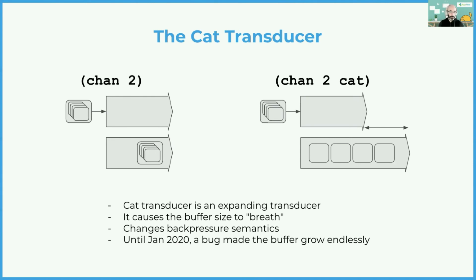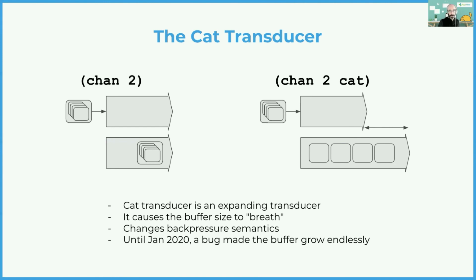On the one hand, it has a performance benefit of acquiring the channel lock just once for the entire collection, instead of going through the barrier on each individual message. But you can see on the right side, it causes the buffer size to grow and breathe, so to speak, since it also shrinks according to how the user interacts with the channel.